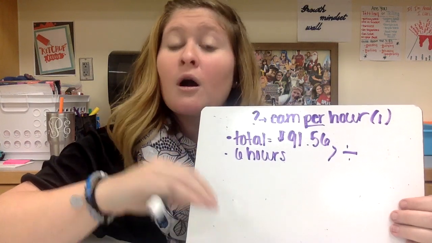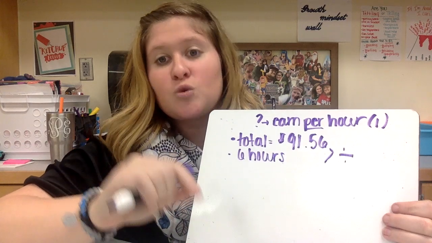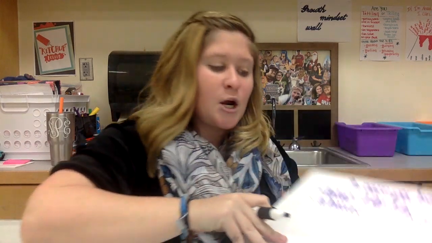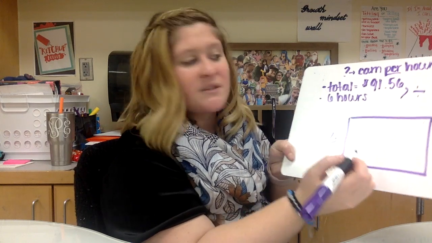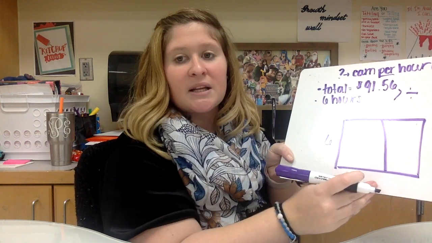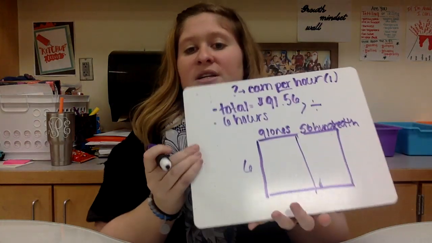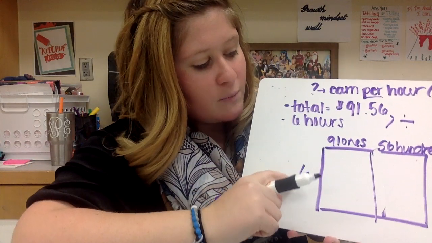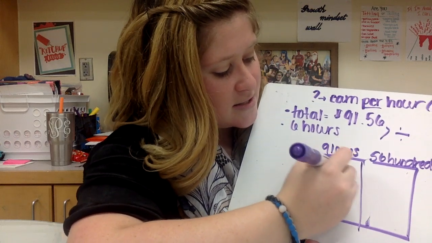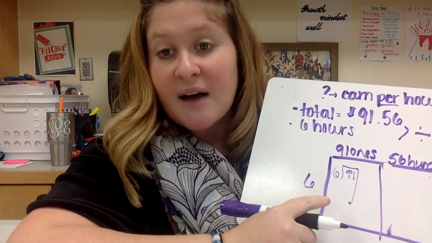So I have 6 groups that are all the same, so I know how much he made each one of those hours. So I'm going to start by drawing my area model box. I'm dividing this by 6, so I'm going to put 6 off to the side. Split my model in half for whole numbers and decimals. So I have 91 wholes, 56 hundredths. Remember, we're writing that place value out so that it really helps us with our answers. So now I'm looking at 6 and 91. So we're doing 6 into 91, and we're going to be dividing.